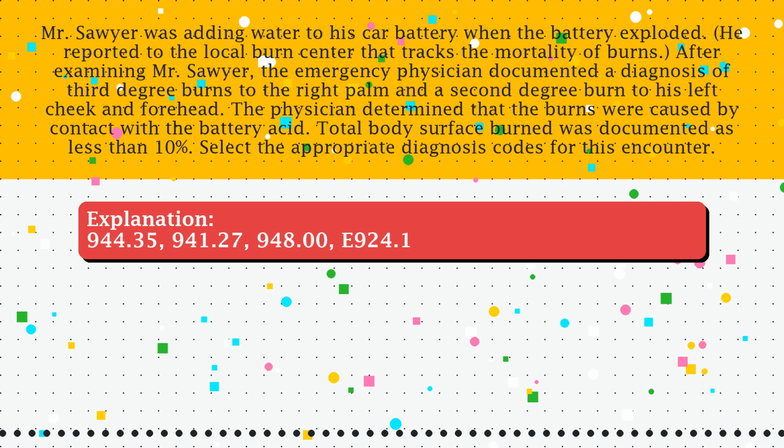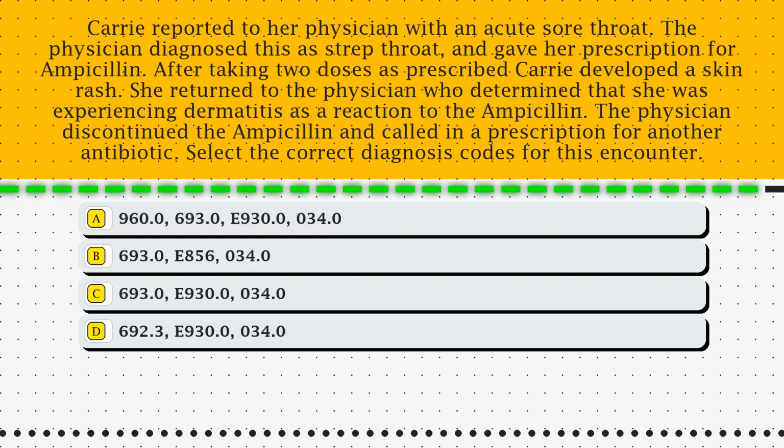Question 171. Carrie reported to her physician with an acute sore throat. The physician diagnosed this as strep throat and gave her a prescription for ampicillin. After taking 2 doses as prescribed, Carrie developed a skin rash. She returned to the physician, who determined that she was experiencing dermatitis as a reaction to the ampicillin. The physician discontinued the ampicillin and called in a prescription for another antibiotic. Select the correct diagnosis codes for this encounter.